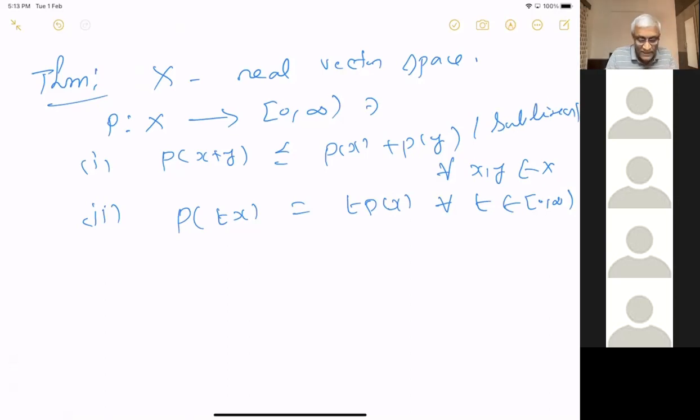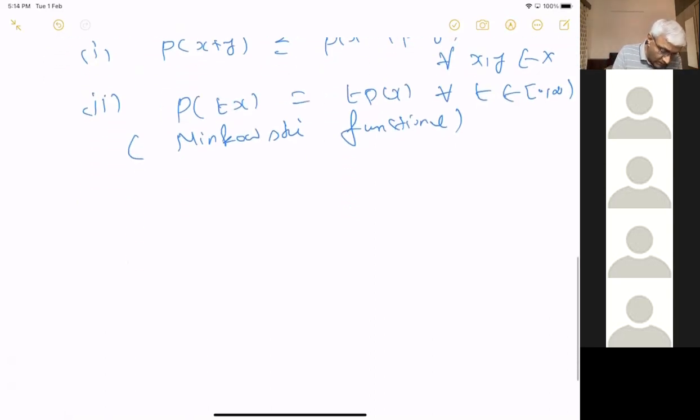This is usually called a sublinear functional or a Minkowski functional. The name is not important. So we have a real vector space and we have a Minkowski functional satisfying these properties. Now suppose X naught is a subspace.